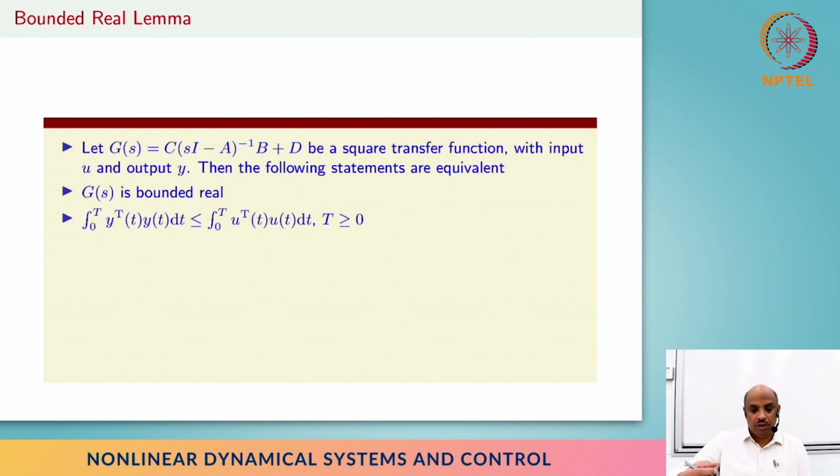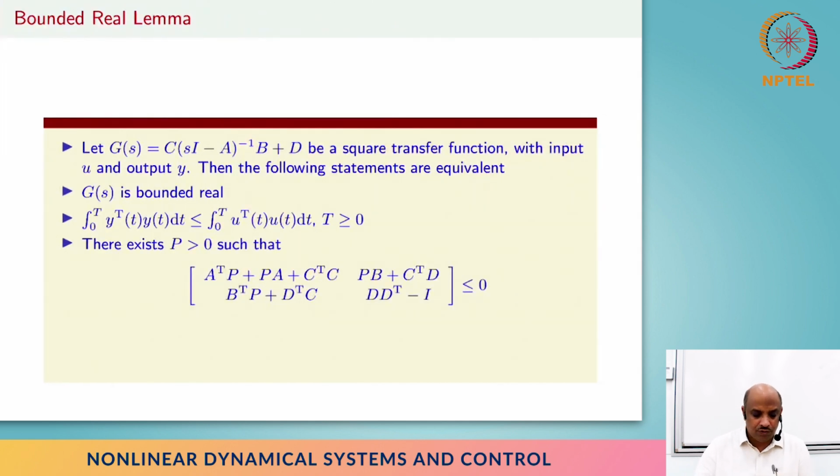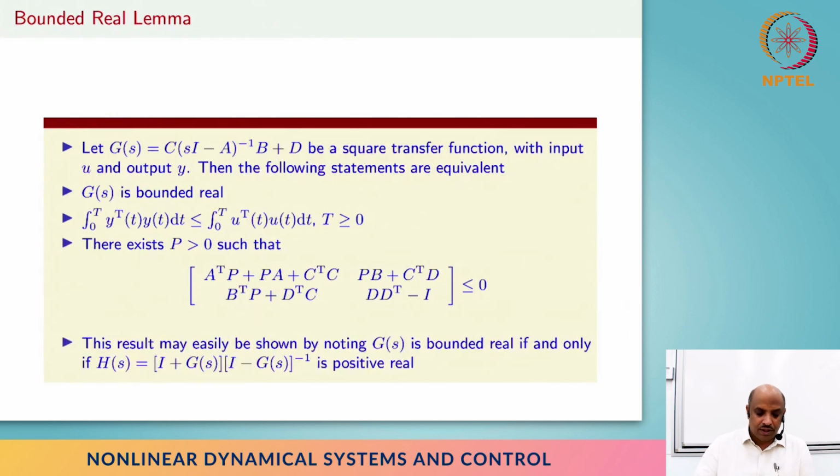So if you remember, we have spoken about bounded input, bounded output stability. One of the best ways to understand bounded output stability is through this inequality, and bounded real systems provide that, right? Of course, we also have the equivalent LMI. And the nice thing about bounded real and positive real is they go back and forth. If we know that G of s is bounded real, then we can do a transformation on G of s and call it H of s. If you ensure that H of s is positive real, then G of s is bounded real and vice versa. So if you know one of these results, the other one comes for free, right?